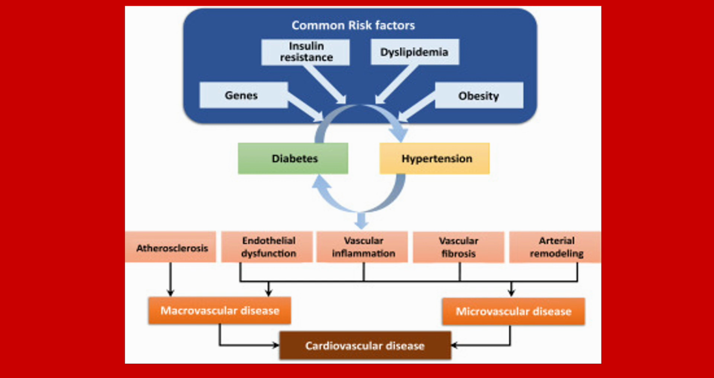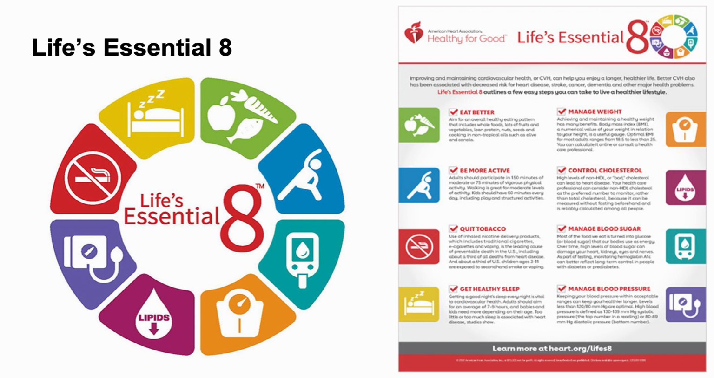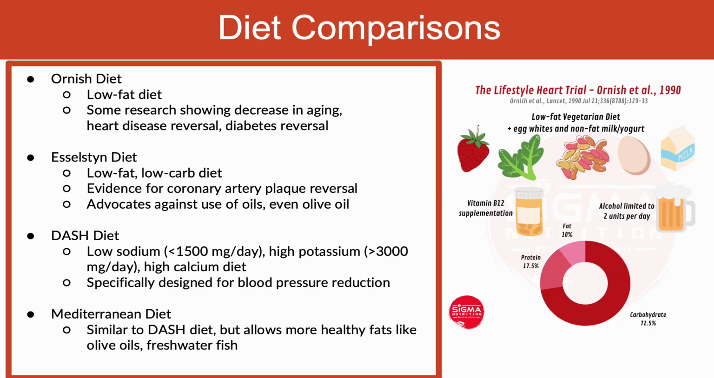All right, let's keep going. So this is another image showing the interconnection between hypertension and type 2 diabetes and how they can manifest in cardiovascular disease. Life's 8 essentials were created by the American Heart Association. They delineate 8 important things to do in order to have a healthier lifestyle. These can include eating better, being more active, quitting tobacco, getting more sleep, managing weight, controlling cholesterol, managing blood sugar, and managing blood pressure.